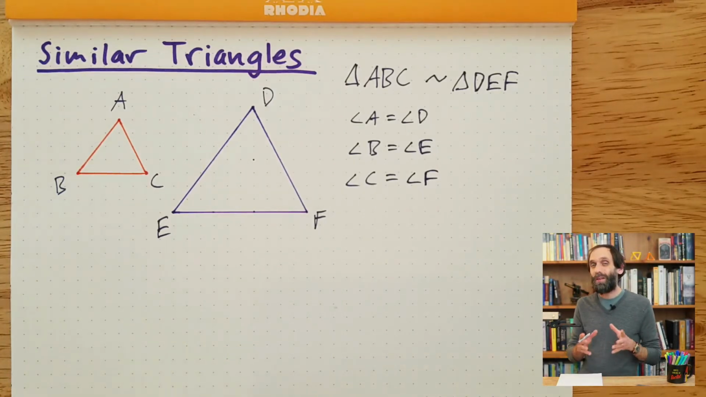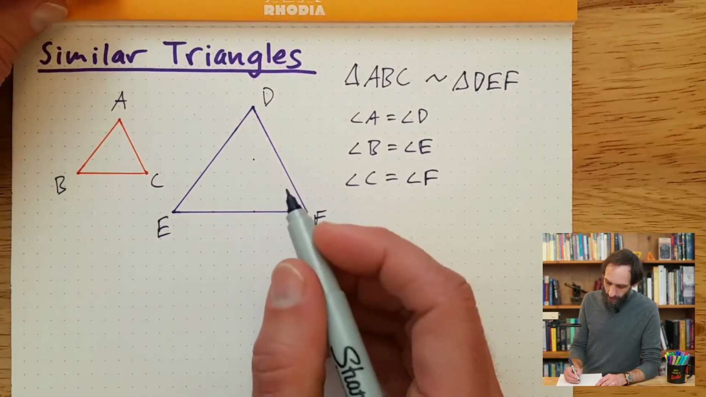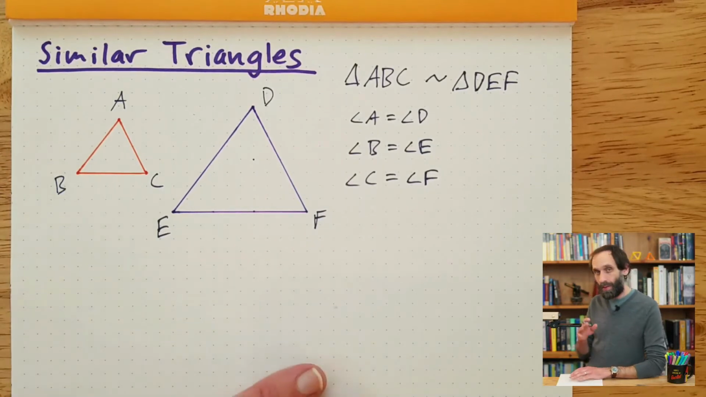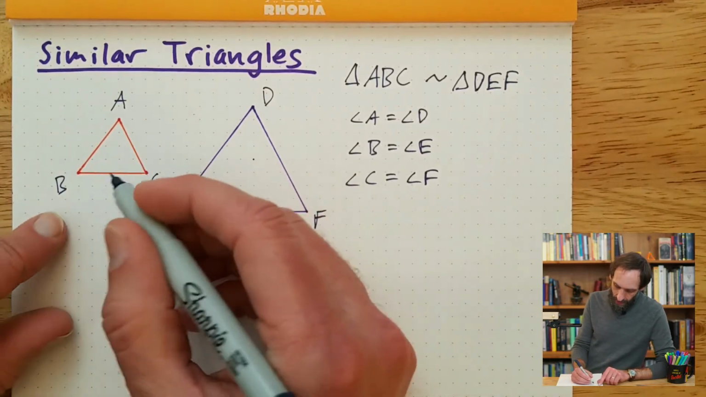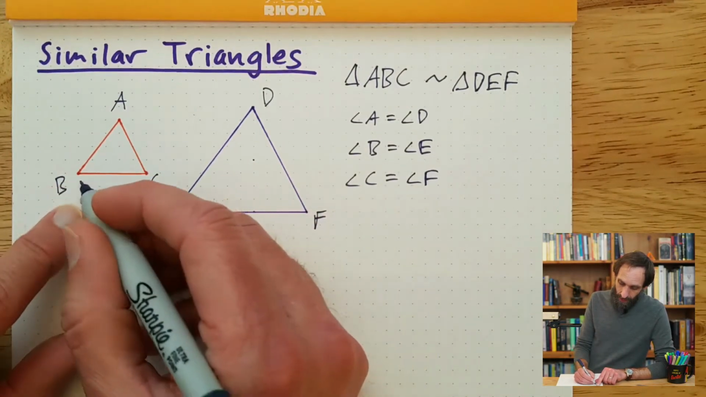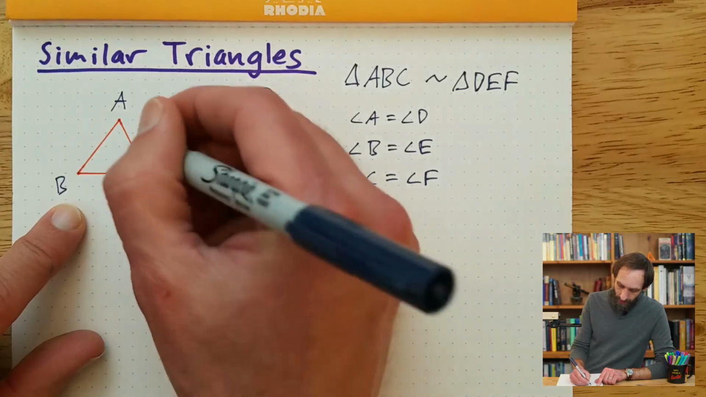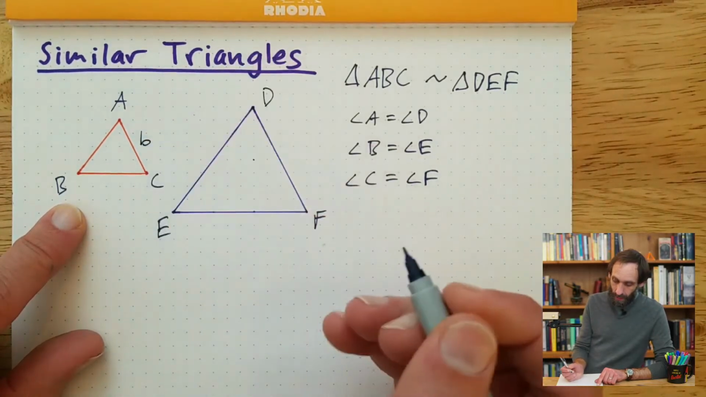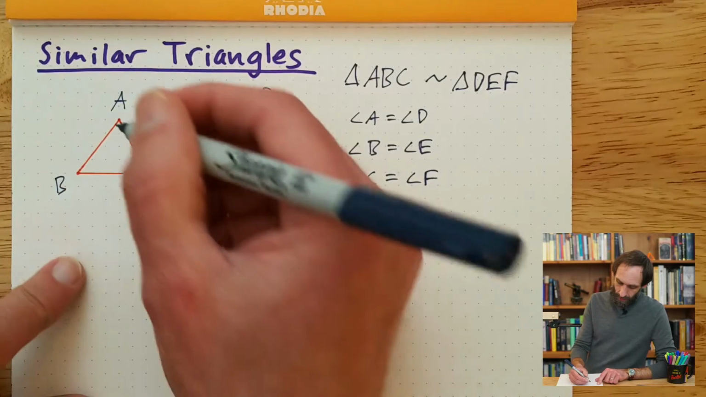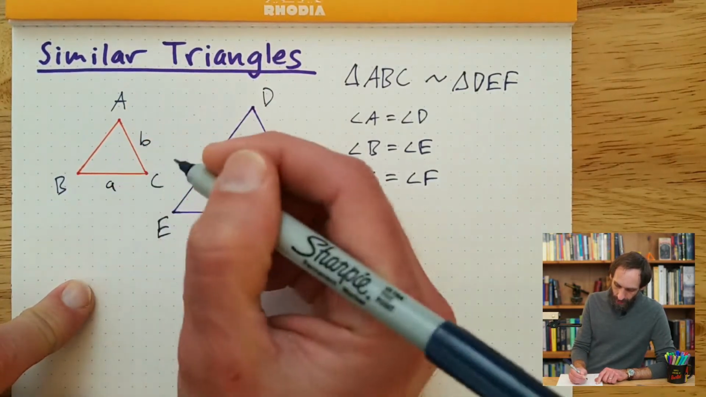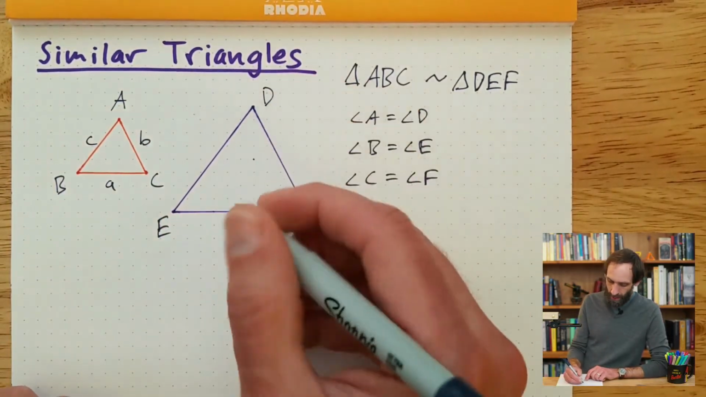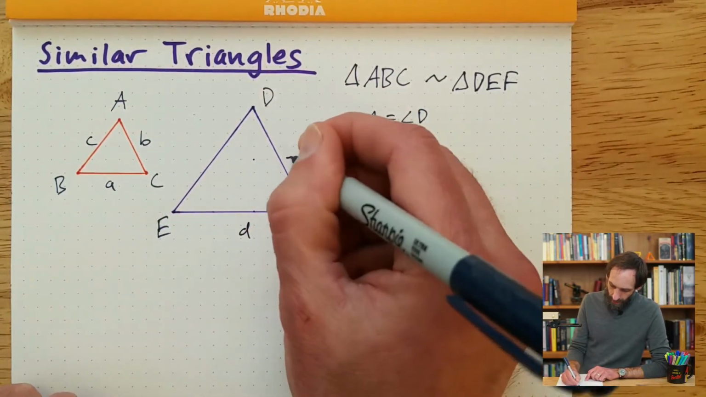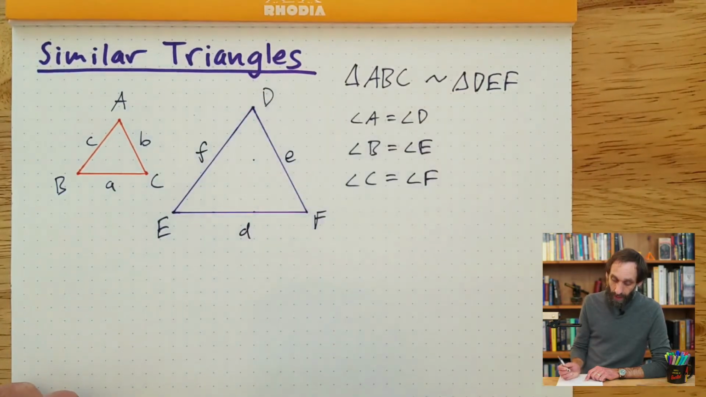Well, the second part says all the corresponding sides are proportional. In order to notate the sides, the standard convention in geometry is that if you have angle B here, you go to the side opposite that angle and you use a lowercase b, a lowercase letter opposite the angle. So this is angle A, and so we're going to call this side a. This is angle C, we're going to call that side c. We'll do the same thing here. We'll put d, e, and f.